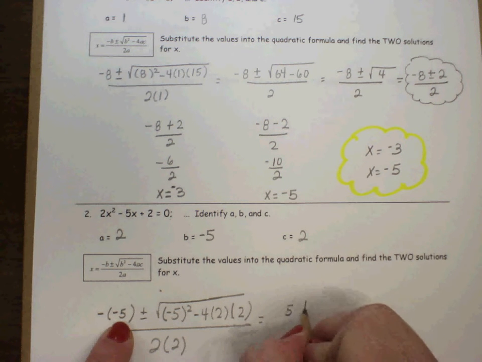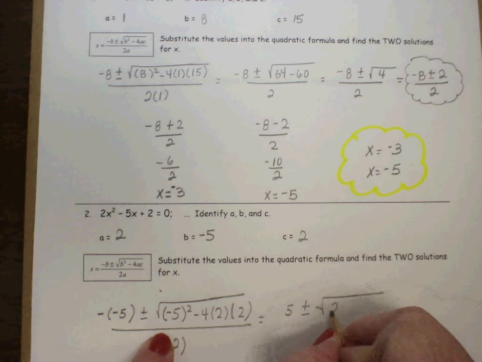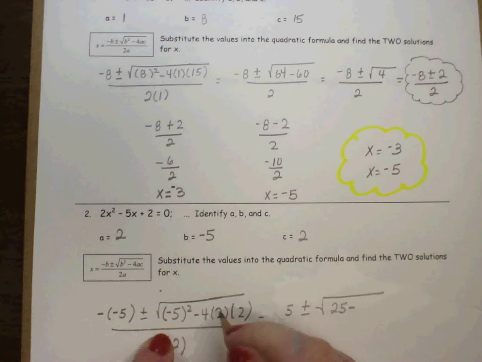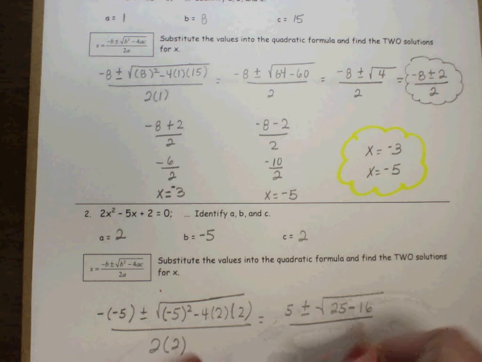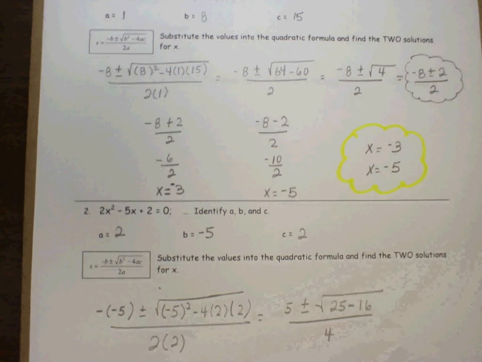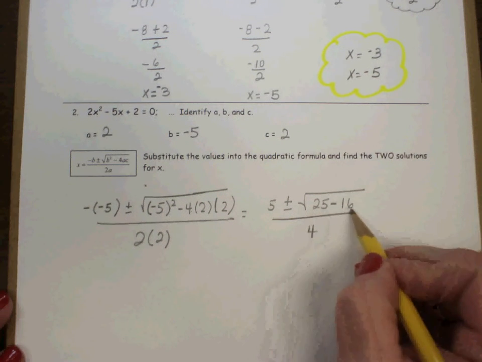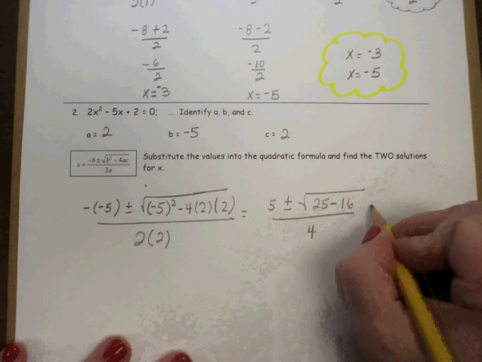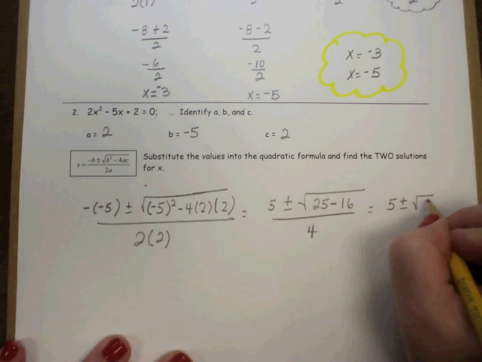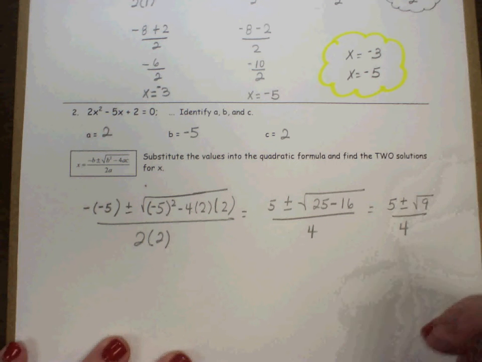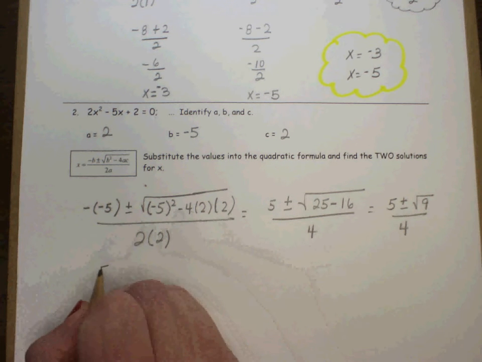And then negative 5 squared would be 25. And 4 times 2 is 8. 8 times 2 would be 16. And then 2 times 2 would be 4. All right, 25 minus 16 would be 9, I'm sorry. So that you have 5 plus or minus the square root of 9 divided by 4. Now we have to do the square root of 9. 5 plus or minus 3 divided by 4.